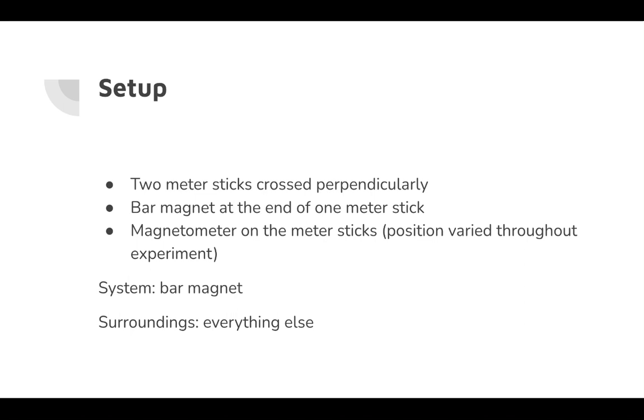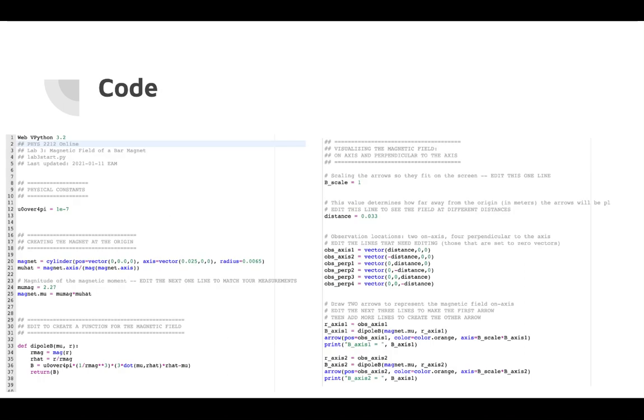So throughout the experiment, we varied the position of the magnetometer on the meter sticks, and we were able to get different measurements from different places along the axes that we created. The system of this lab is the bar magnet, and the surroundings are everything else in the area.